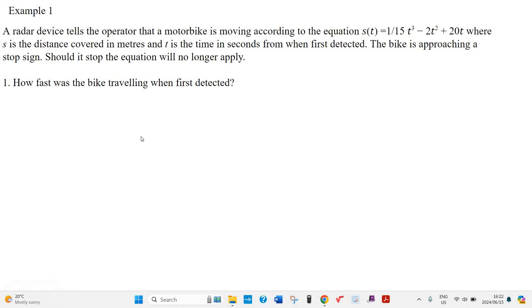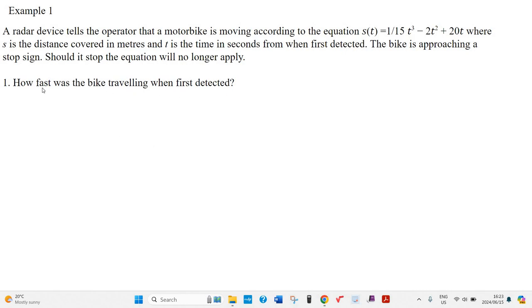Okay, let's try our first example with this rate of change business. We've got a motorbike and a formula that tells you where it is at any given time in seconds. It'll give you the distance, its displacement, how many meters it's covered. The bike is approaching a stop sign. Should it stop, the equation will no longer apply. How fast was the bike traveling?